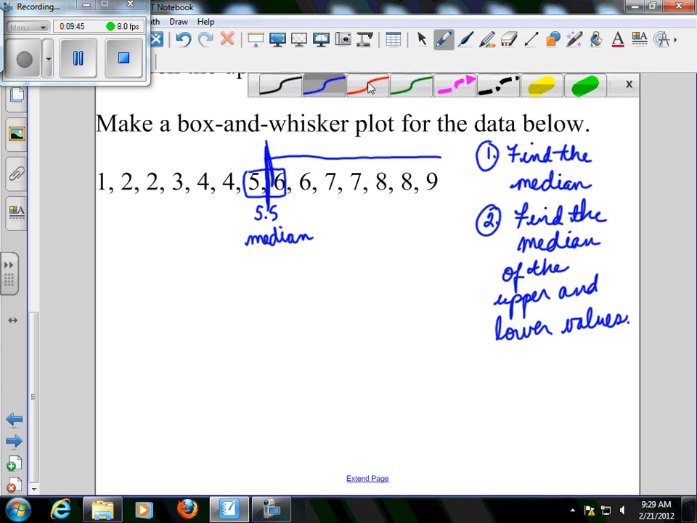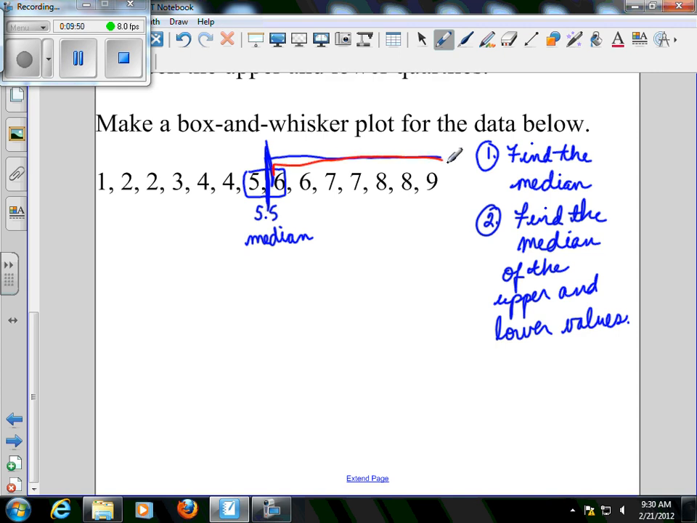Actually, I'll change colors so we can see this a little bit better. So we want the median of this set of data: 6, 6, 7, 7, 8, 8, 9. Notice we have 7 values, so we want to pick the value that's right smack in the middle, which in this case is 7. Now, the median of the upper values has a special name. We call it the third quartile. All right, so that is 7.